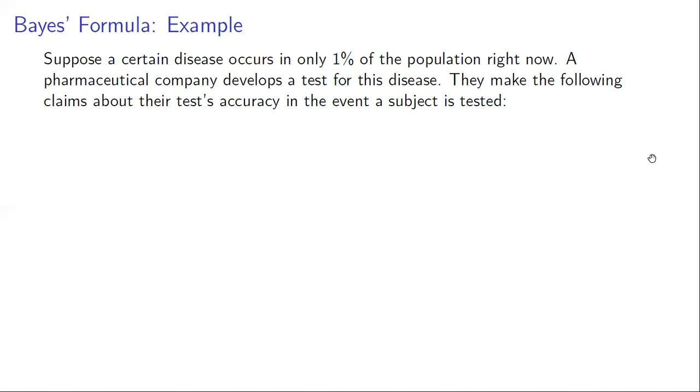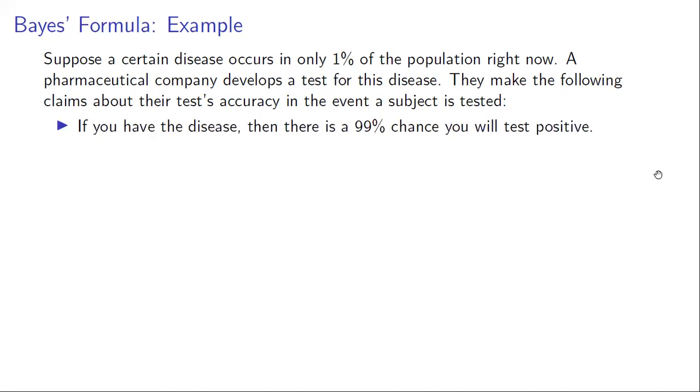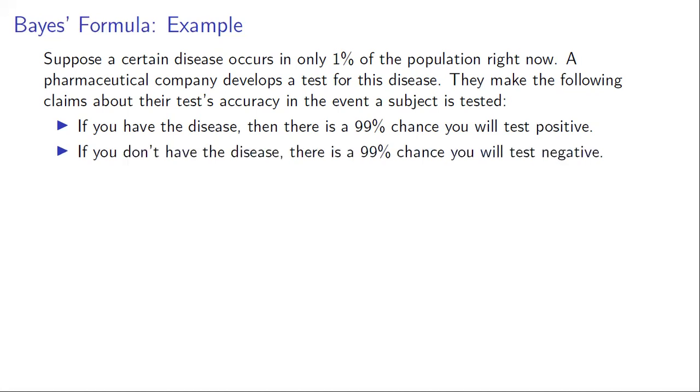We're going to say that the company is not fudging the data. They're saying the truth. So they make the following claims. If you have the disease, then there's a 99% chance you will test positive. Okay, good. So it seems pretty good, right? It seems pretty accurate. They also say if you don't have the disease, there is a 99% chance you will test negative. Also seems pretty good, right?